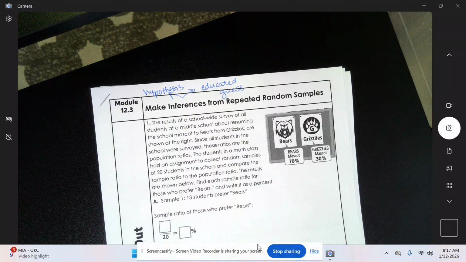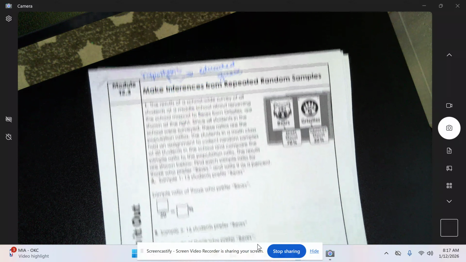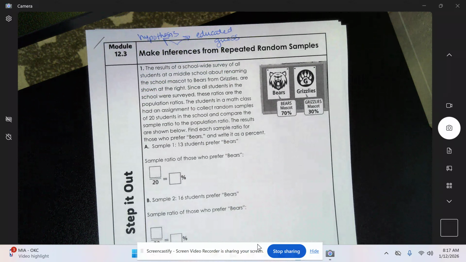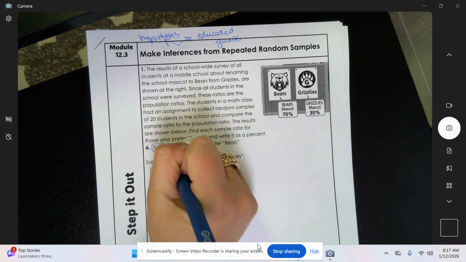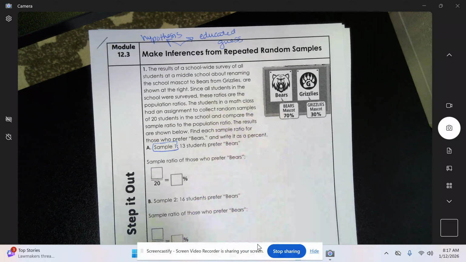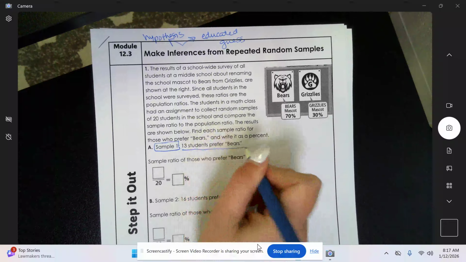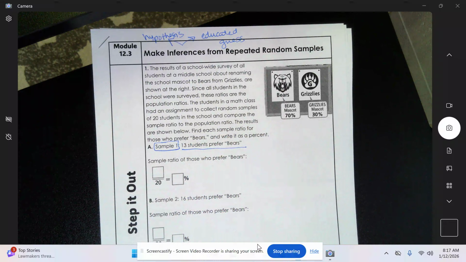Okay? So we've got our first sample here, sample 1. Now I had to look at this. It means that sample 1, there were 13 students who prefer Bears. When I first looked at this, I thought it was a ratio of 1 to 13 and it was throwing me off. Alright, sample 1, there are 13 people who prefer Bears. How can we set that up as a ratio?